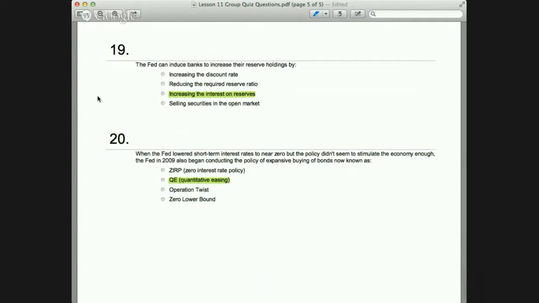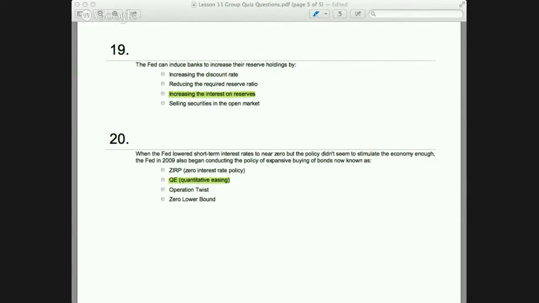Right. 19, The Fed can induce banks to increase their reserve holdings by increasing interest on reserves. Yep. And 20, when the Fed lowered short-term interest rates to near zero, but the policy didn't seem to stimulate the economy enough, the Fed in 2009 also began conducting the policy of expansion buying of bonds, known as QE, quantitative easing. All right, that one I'm just going to base it with you because I couldn't figure this one out. That one was in the reading.